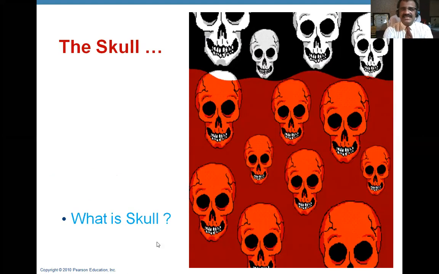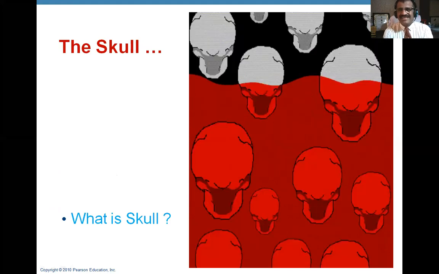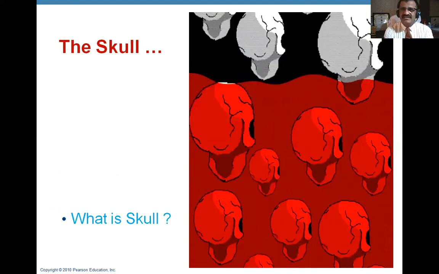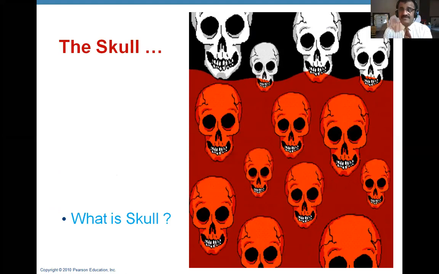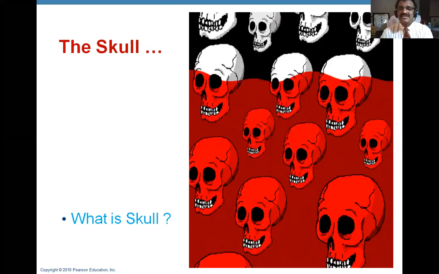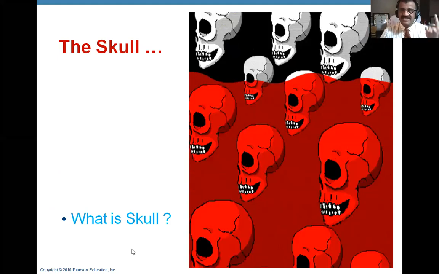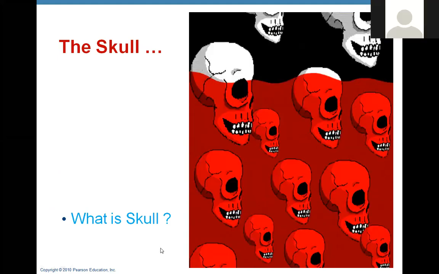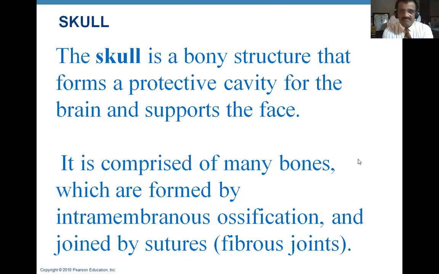But what is the meaning of skull, or what is the exact definition of the skull? You can see lots of skulls here, but at least you should know one sentence about the skull as far as the definition is concerned. Well, I'll explain it to you in a precise manner. The skull is a bony structure that forms a protective cavity for the brain. So that means it is a bony structure and it is a protective covering, or say protective cavity. It makes protective cavity for the brain.